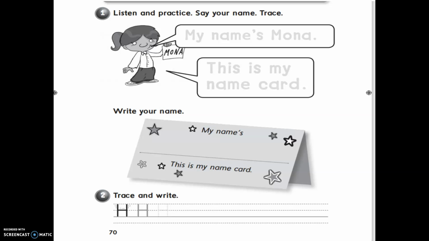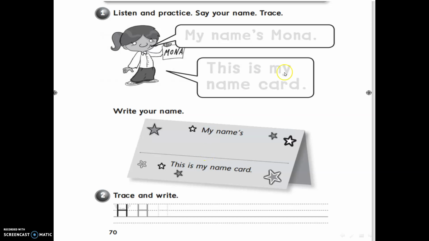Exercise 1. Listen and practice. Say your name. My name's Mona. This is my name card. My name's... Please, girls, you should write your name. Great. You did it. Now trace the light gray words and write your name in the card. Then do exercise 2. Trace and write.